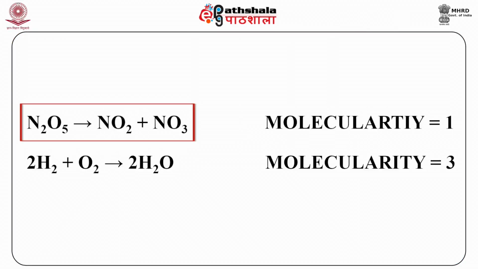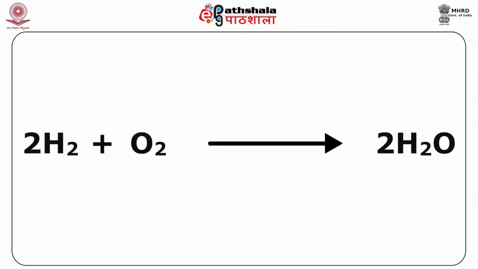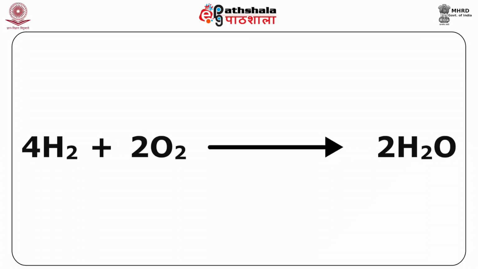For example, N2O5 giving NO2 plus NO3, for this reaction molecularity is 1, and for the reaction 2H2 plus O2 giving 2H2O, the molecularity is 3. Now it is important to note that for the reaction 2H2 plus O2 giving 2H2O, the minimum number of molecules taking part in the reaction is 3. So the molecularity is 3. However, if we write the reaction as 4H2 plus 2O2 giving 4H2O, molecularity comes out to be 6. But this is not accepted as these are not the minimum number of molecules taking part in a chemical reaction.